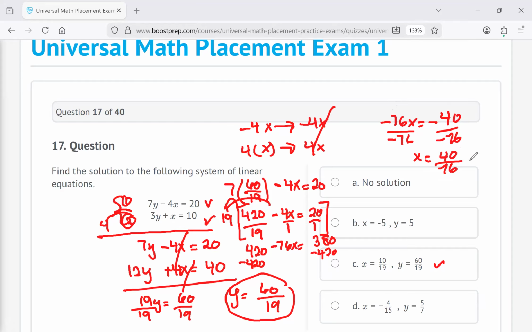And I think that could be reduced by 4. 40 divided by 4 is 10. 76 divided by 4 is 19. Okay, so my x is 10 over 19 and my y is 60 over 19. So it's going to be C.